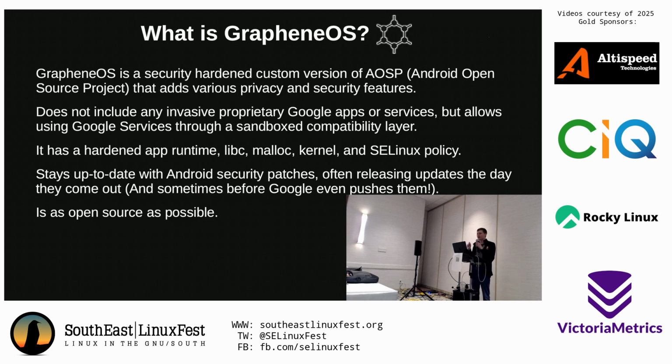So, the GrapheneOS team went out of their way to take a look at the Google services and see how much they could restrict them while allowing them to still run. And it also has a hardened app runtime, hardened libc, malloc, kernel, SELinux policy. It stays up to date with Android security patches, often releasing them either the day they come out or even before Google releases them themselves for stock Android. And of course, it is open source as much as AOSP can be.